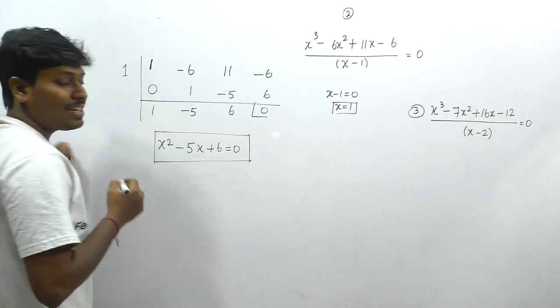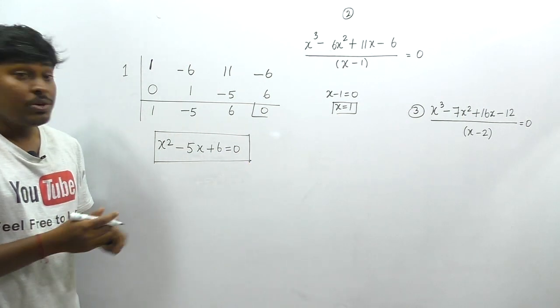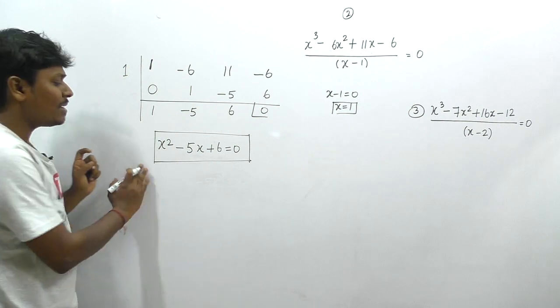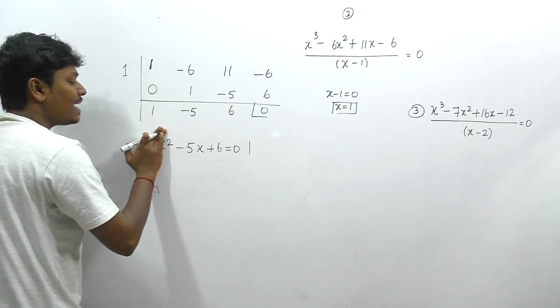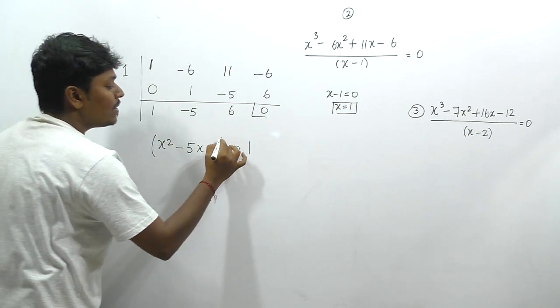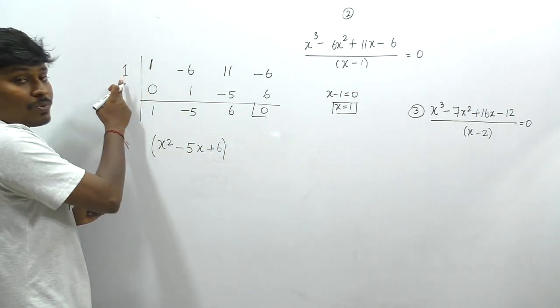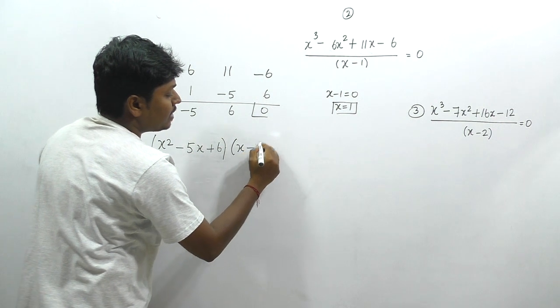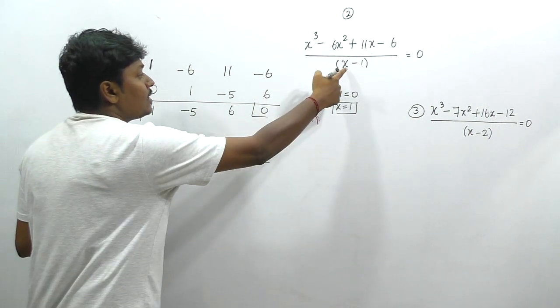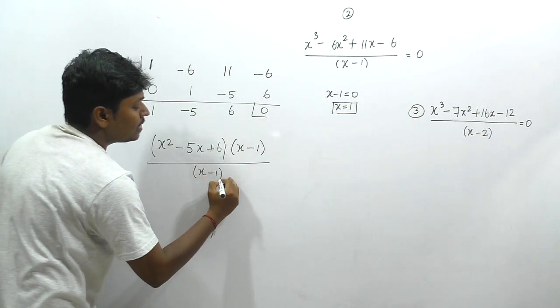So friends, finally we found the quadratic equation, right? You should not just say that this is a quadratic equation. The proper methodology is to write x square minus x plus 6, and this is the equation which we found here. And already here it is 1, so this should be written as x minus 1, and the denominator part is x minus 1, that is equal to 0.